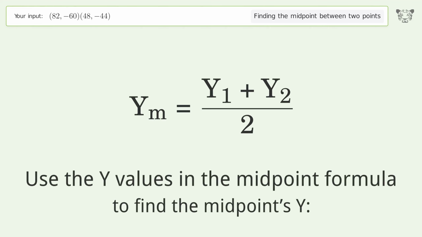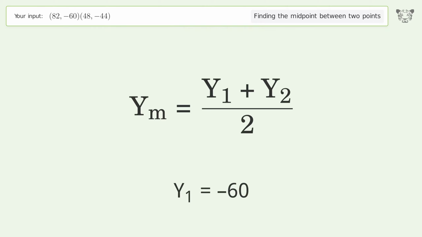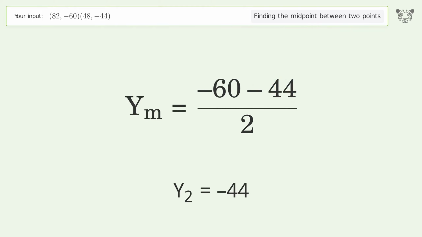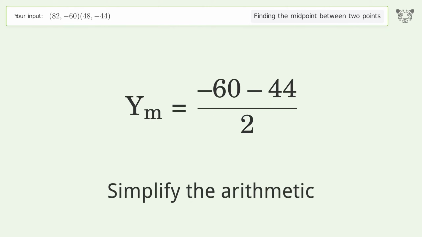Use the y values in the midpoint formula to find the midpoints y. y1 equals negative 60. y2 equals negative 44. Simplify the arithmetic.